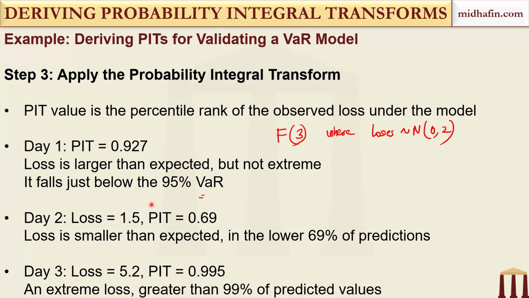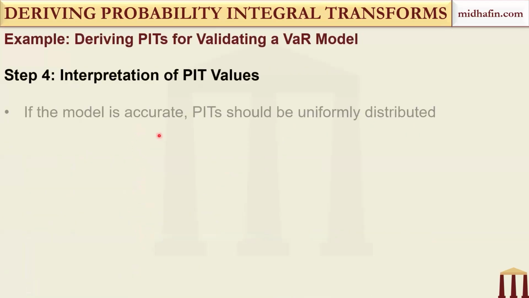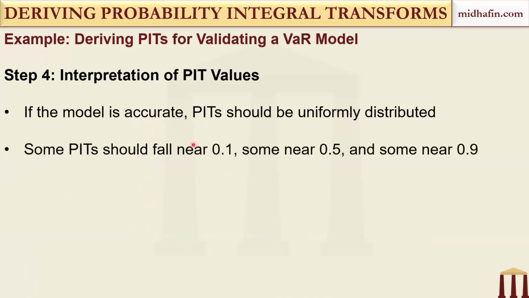Of course, it is not a part of this chapter; maybe in another technical video I'll upload, I'll try to show how over a period of 10,000 days, or even 1,000 days, what kind of shape we can achieve. So remember that if the model is accurate, the PITs will be uniformly distributed. Some PITs will fall near 0.1, some near 0.5, and some near 0.9. Now again, you might be tempted to believe that many will be near 0.5, but go through the intuitive explanation that I gave once again.